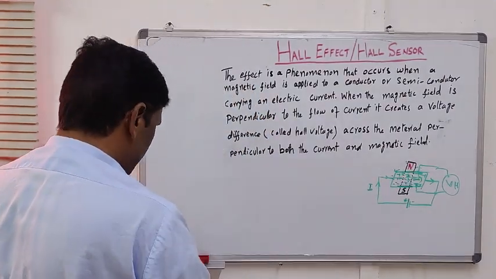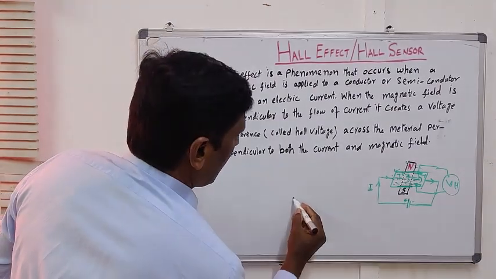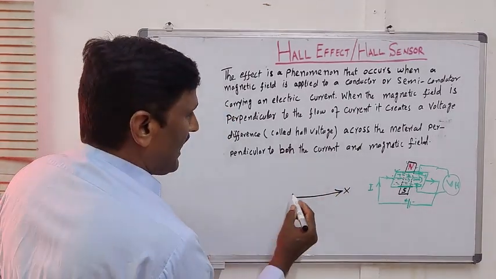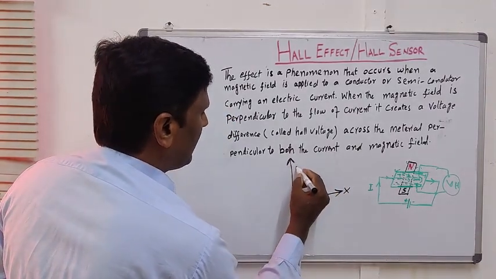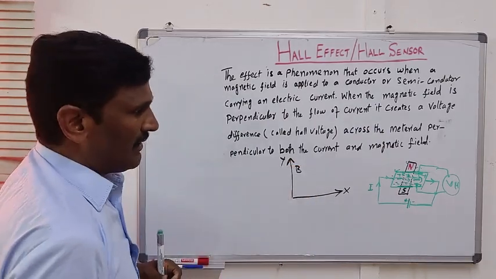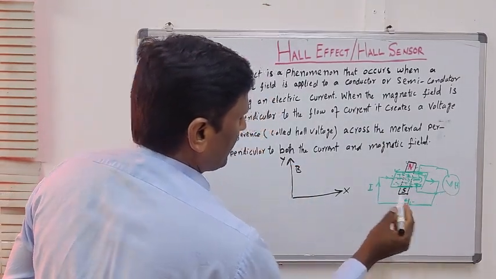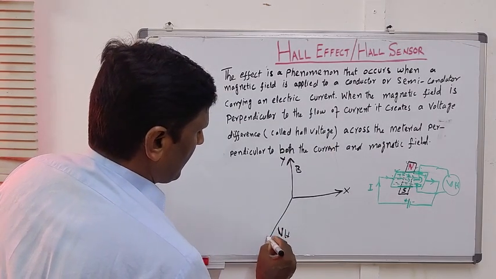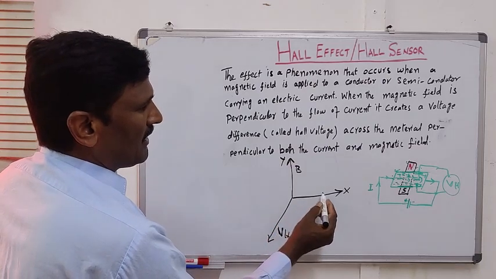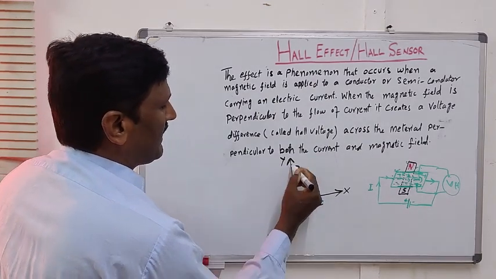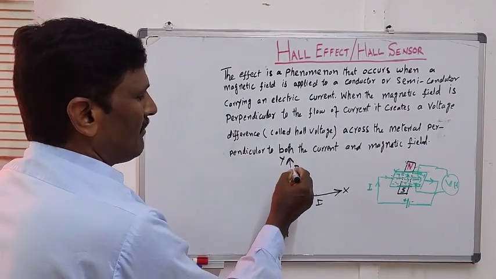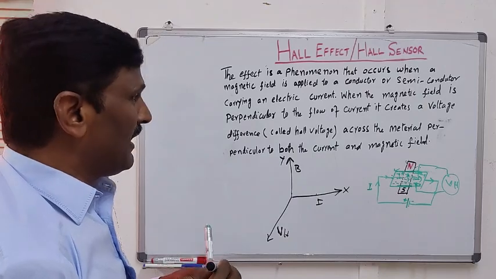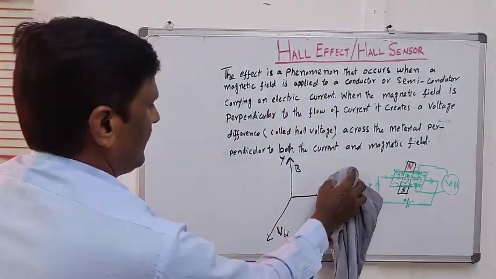Suppose this is the x-axis, my current is flowing in this direction, and I apply the magnetic field B in the y direction. Then this Hall voltage VH is perpendicular to both the current I and the magnetic field B. So this is the main theory behind the Hall effect sensor.